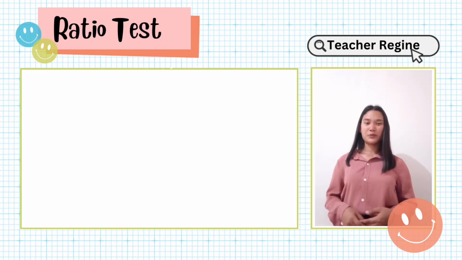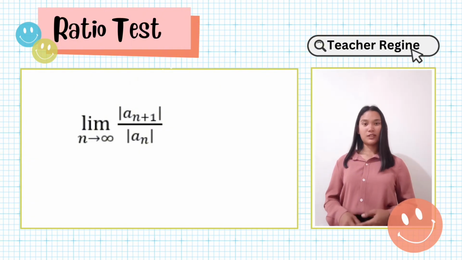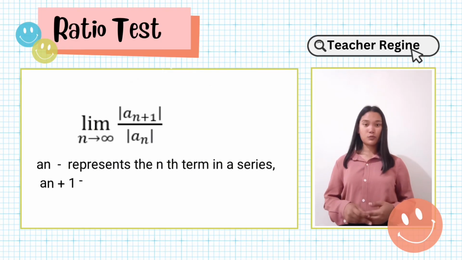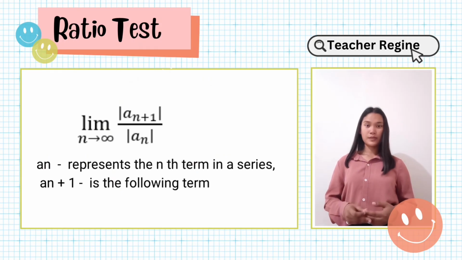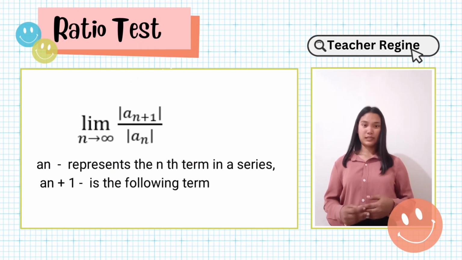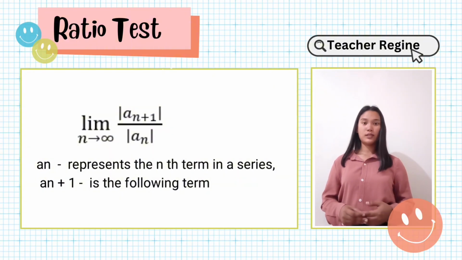The ratio test for convergence is based on calculating the limit of the absolute ratio of consecutive terms in the series. r is equal to the limit as n goes to infinity of the absolute value of a sub n plus 1 over a sub n. Here, a sub n represents the nth term in a series and a sub n plus 1 is the following term. If the limit is less than 1, the series converges absolutely. If it's greater than 1, it diverges. If it equals 1, the test is inconclusive and we need to check the endpoints.